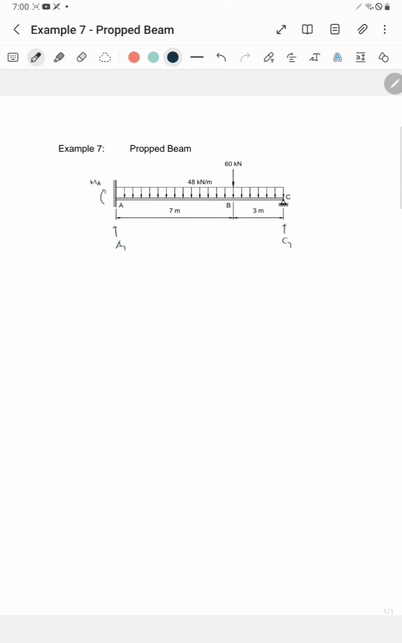Since ang prop beam ay indeterminate beam, then hindi natin masosolve ang reactions applying equilibrium. So, sa ngayon, unknown yung tatlong reactions. So, mag-drawing tayo ng elastic curve. So, ito na yung assumed elastic curve. So, point A, B, and C.